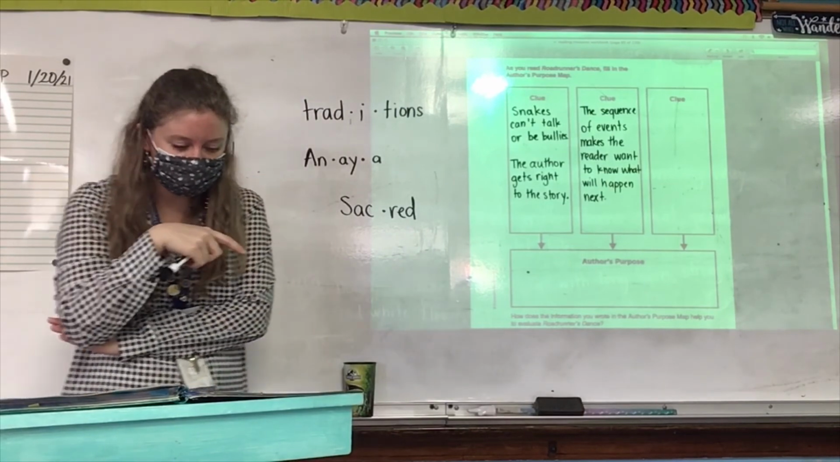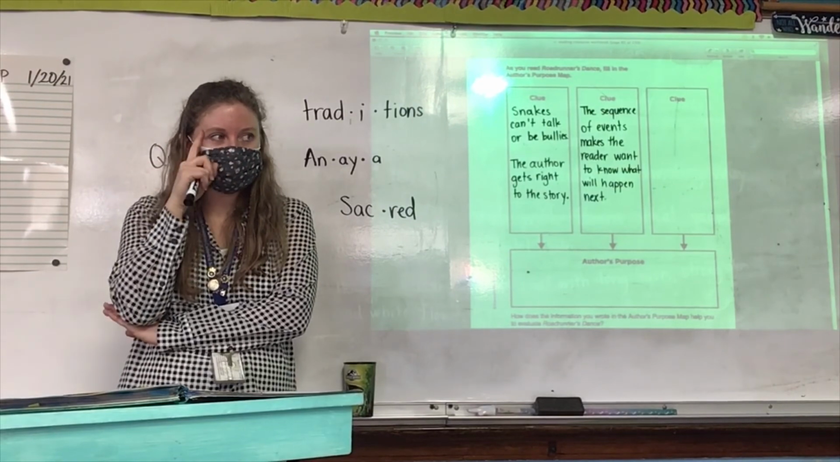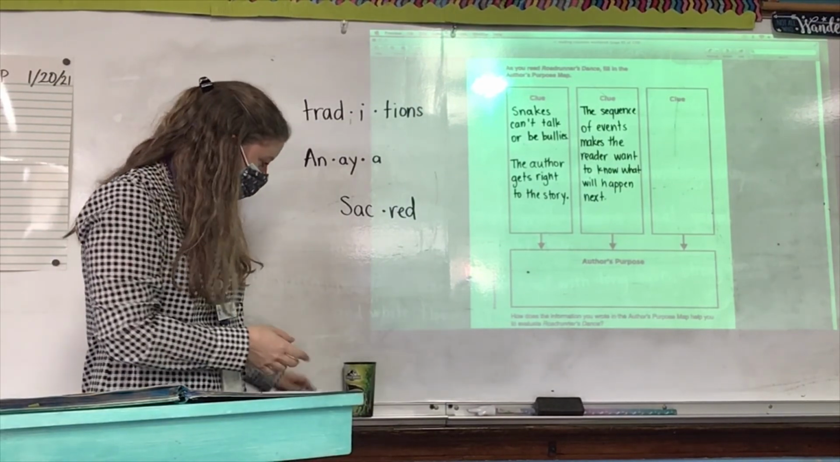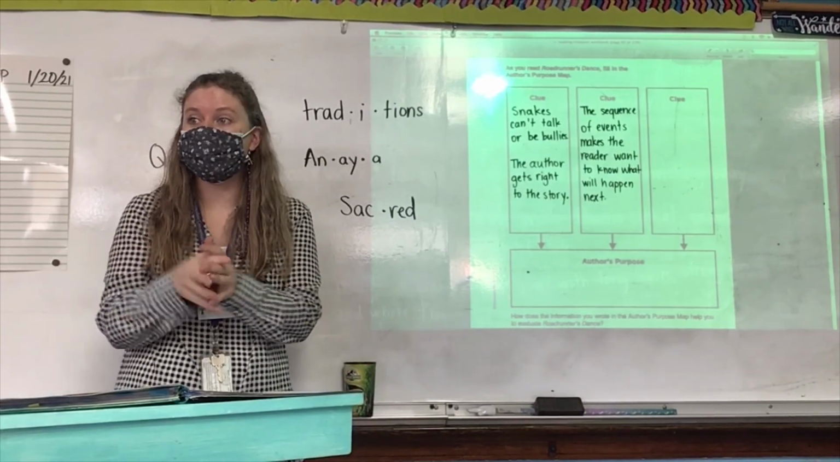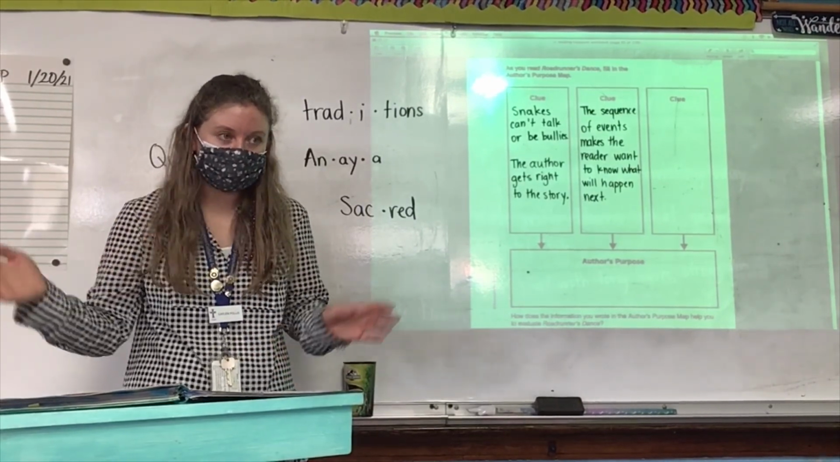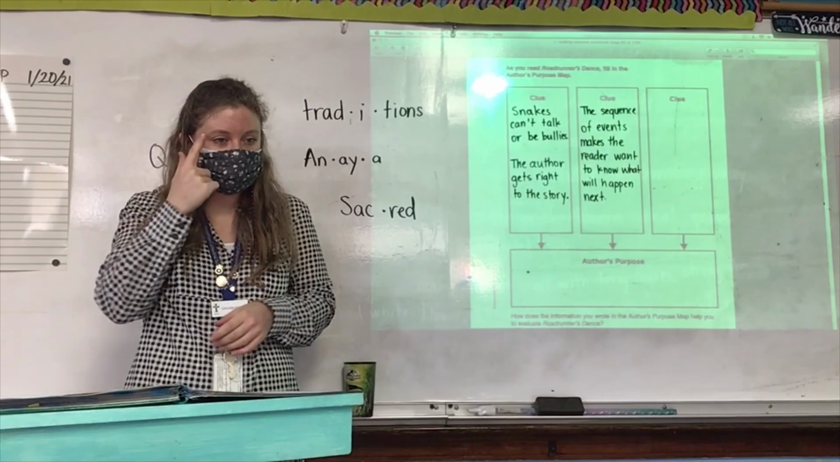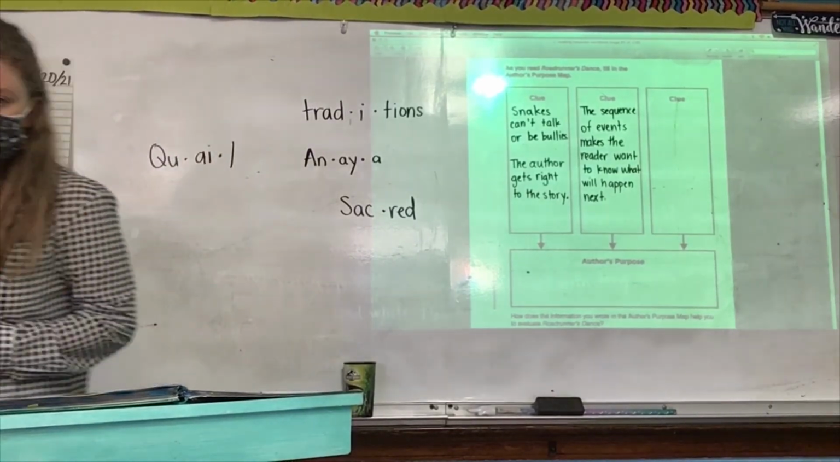Okay, guys, we will finish tomorrow. So keep that in mind, and we'll finish this story tomorrow. Okay, go ahead, put your guided practice in your book as a bookmark. Close it, put it away, stand up, push your chair in. Yes, Michaela?